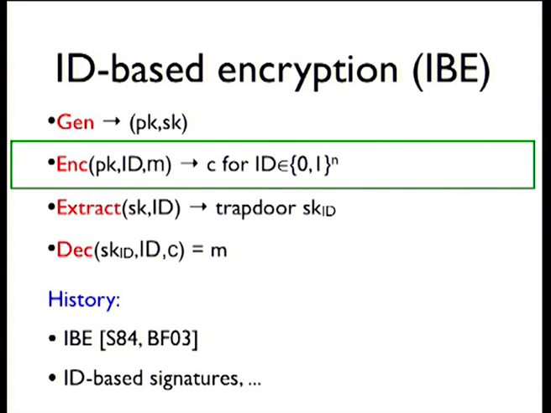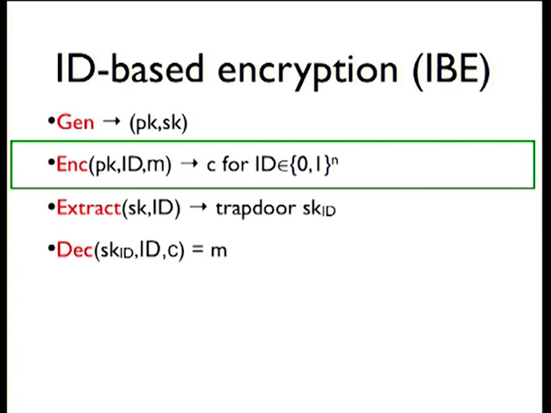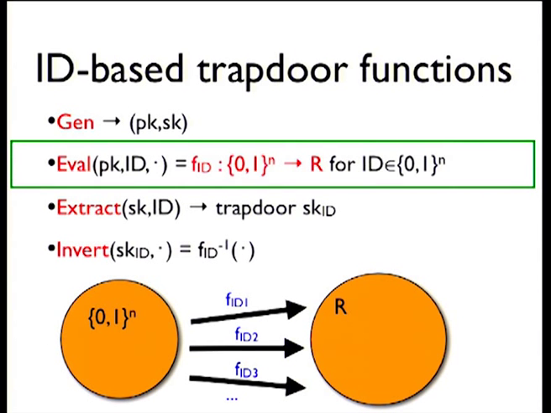Now I'm going to define what an ID-based trapdoor function is. Let me switch back and forth maybe two or three times so you can see what's changing. Nothing much: what changes is the encryption algorithm and the inversion algorithm. So this is the ID-based trapdoor function. We have Generate, Evaluate, Extract, and Invert. The thing that changed is that encryption is now evaluation.